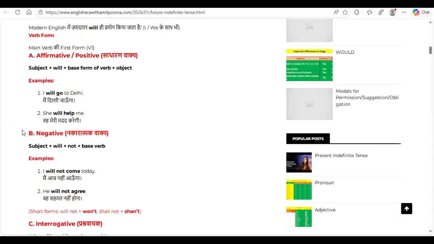Like this, we have an example. मैं दिल्ली जाऊंगा. I is our subject because मैं means I, and we will put auxiliary verb will and then the first form of the verb go, and कहाँ जाएगा? To Delhi. It is an adverb of place.